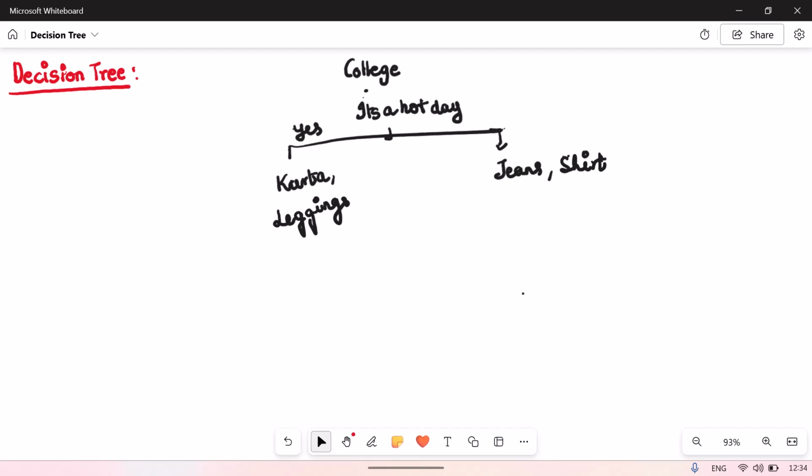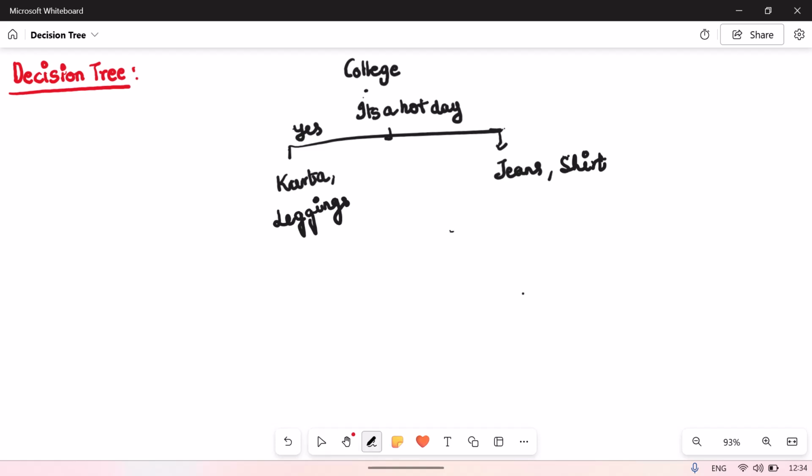So a decision tree works something very similar to this. There will be a question. Based on the question, there will be a condition. And based on the condition, there will be some outcomes. So that is called a decision tree. Let me take one more example.